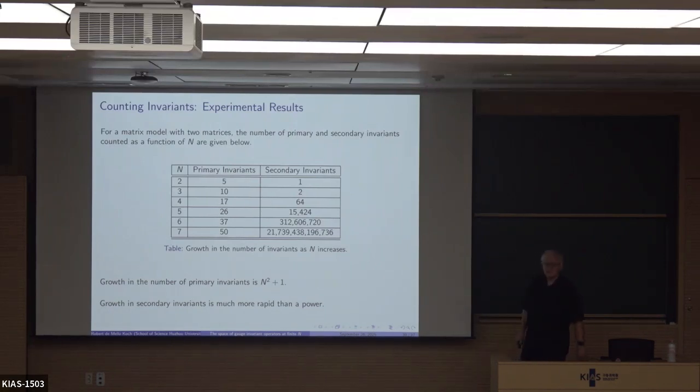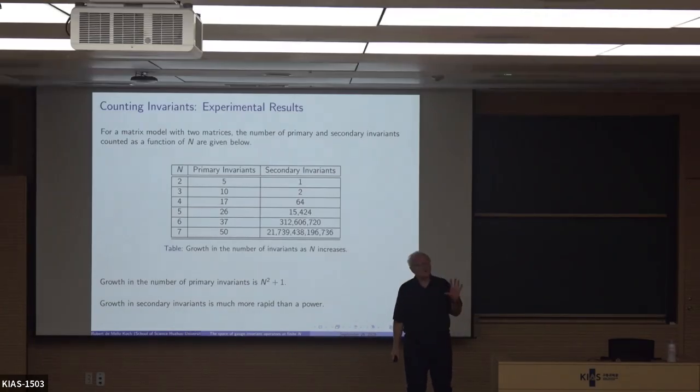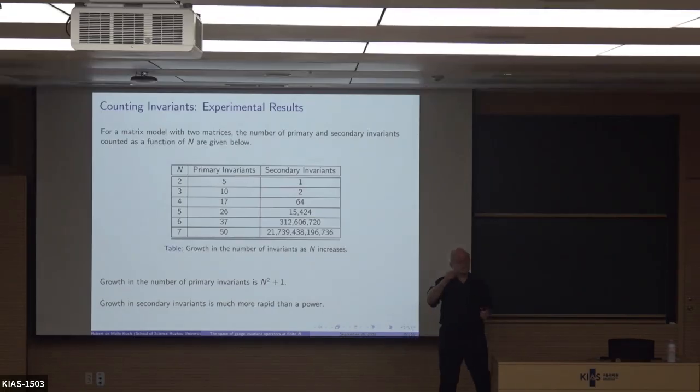Now look at the number of secondaries. 1, 2, 64, 15,000, 312 million, 21,000 billion. So that growth in the number of secondaries is far more rapid than a power. If you just try to fit some function to those data points, you find it's growing like the exponential of an order 1 number times n squared. So that's what you would guess if you just eyeball the data and try to put a curve through it.